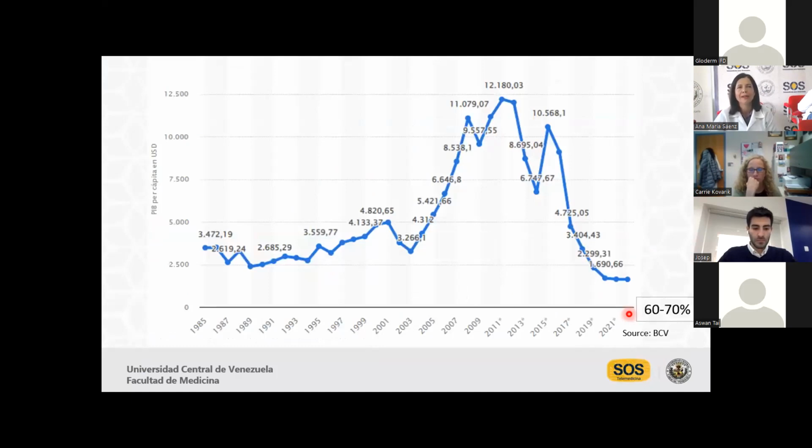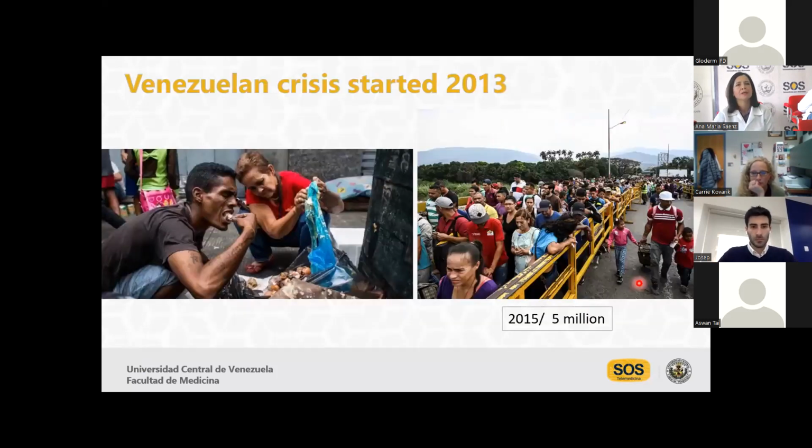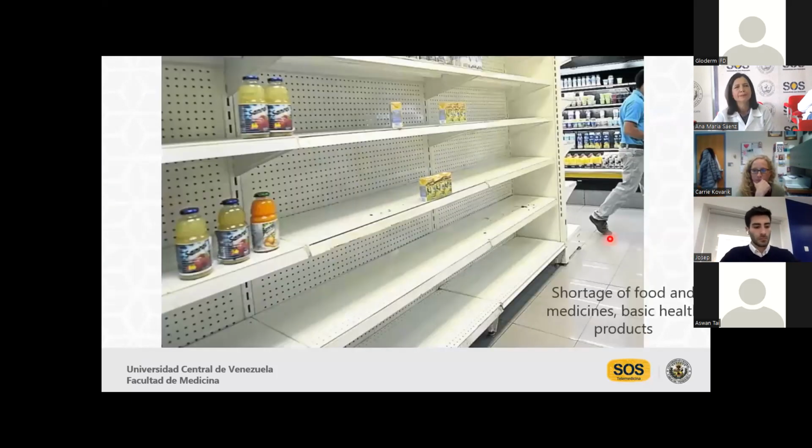Before 2012, Venezuela had the highest GDP per capita in Latin America. From 2012, this GDP started to decline very, very fast. And until 2020, it went down by 60 to 70%. As a result, poverty rates rose and the situation of the country got very, very difficult. So a lot of people migrated from the country, almost 5 million people looking for better conditions, and there was a shortage of basic products, including medical products and health products.